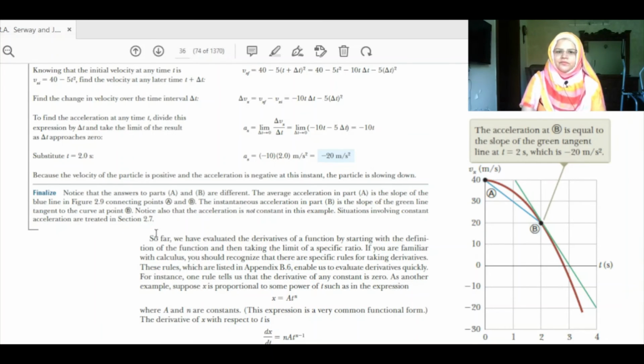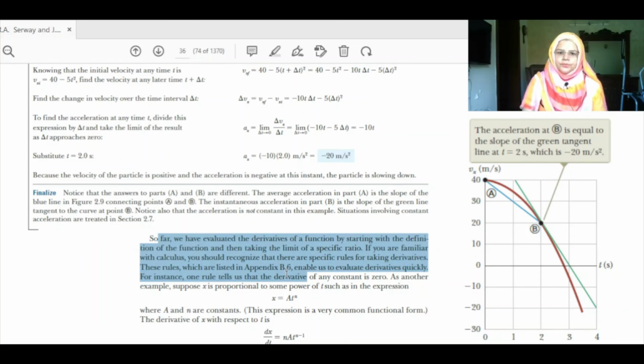So far, we have evaluated derivatives of a function by starting with the definition of the function and then taking the limit of a specific ratio. If you are familiar with calculus, you should be able to recognize that there are specific rules for taking derivatives. These rules, which are listed in Appendix B.6, enable us to evaluate derivatives quickly. For instance, one rule tells us that the derivative of any constant is 0.